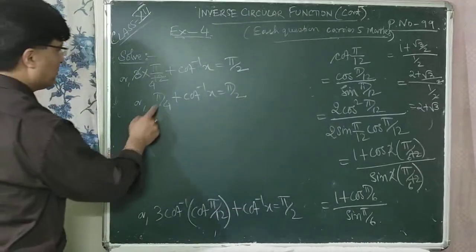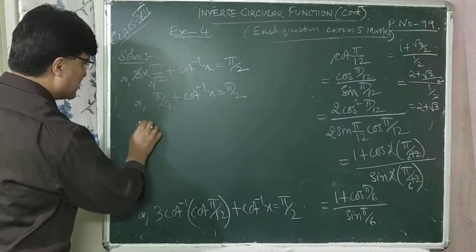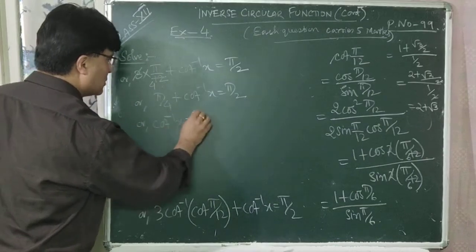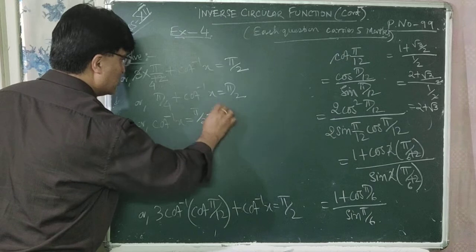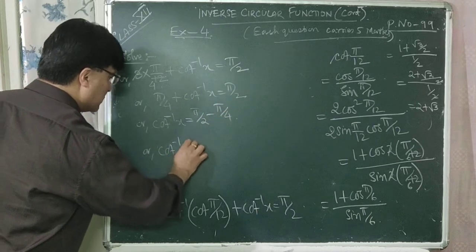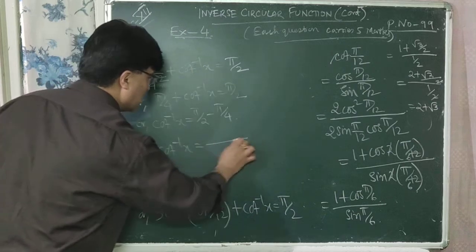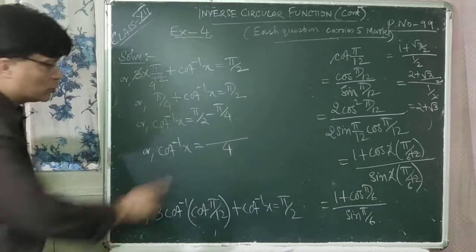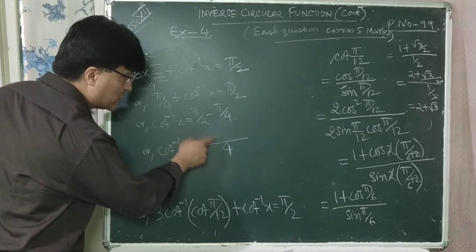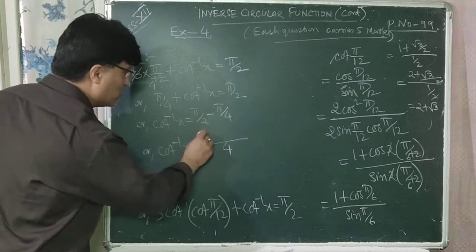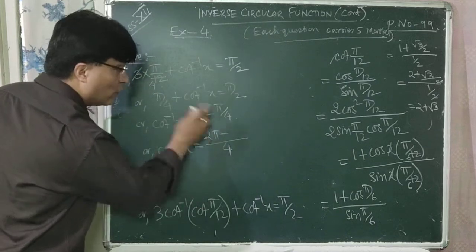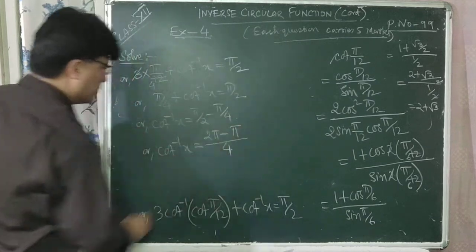So in the next step, pi by 4, take it to the right hand side, so cot inverse x is equal to pi by 2 minus pi by 4. What's the LCM of 2 and 4? It is 4. Now 4 divided by 2 is 2, 2 into pi, 2 pi minus, and 4 divided by 4 is 1, 1 into pi, pi. Right?